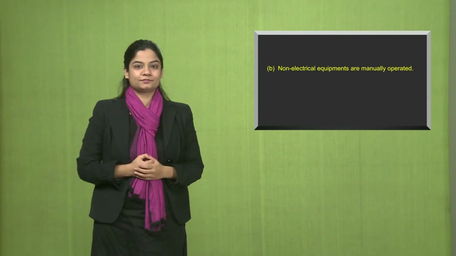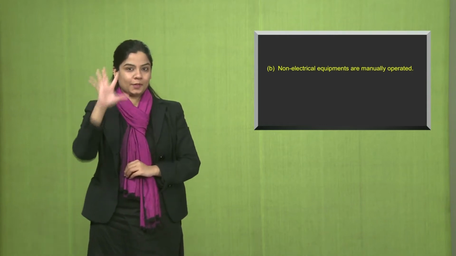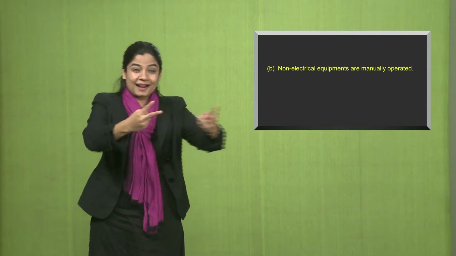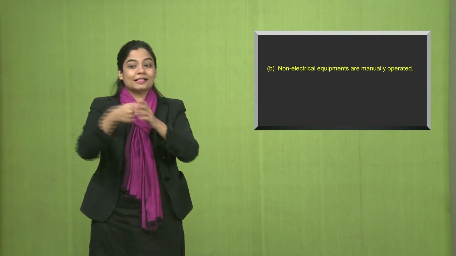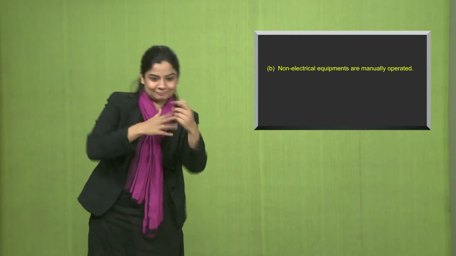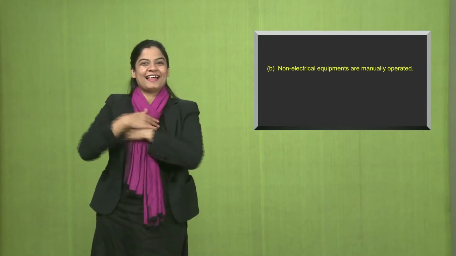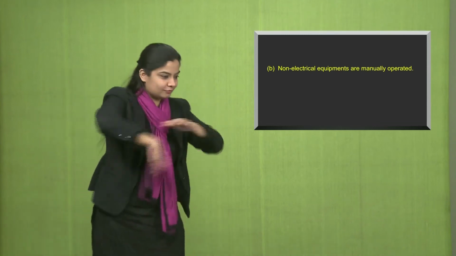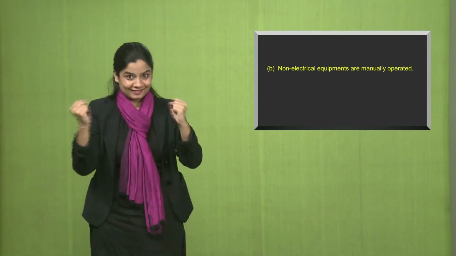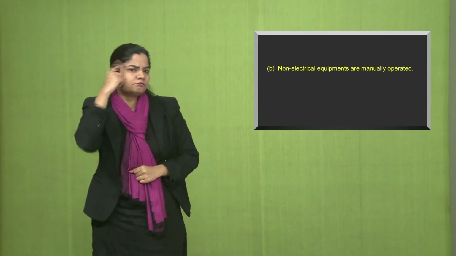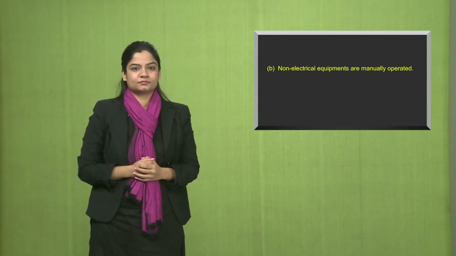Second statement. Non-electrical equipments are manually operated. You have to use your hands and you have to use it yourself. For example, cleaning the utensils, etc. They are manually operated, right? Is it true or false? Think about it and write your answer.